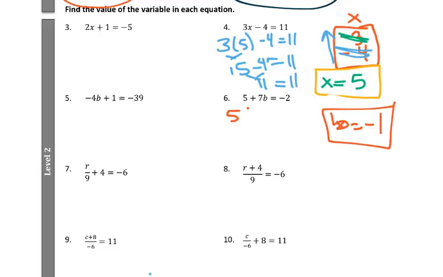Let's just double check. 5 plus 7 times negative 1, oh my gosh, that's ugly, equals negative 2. Now don't forget your order of operations, your PEMDAS.